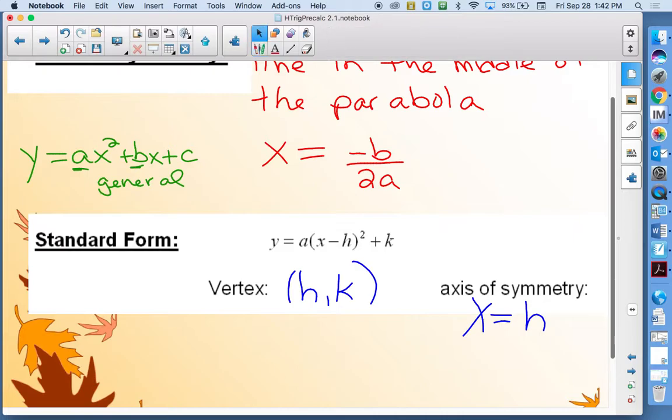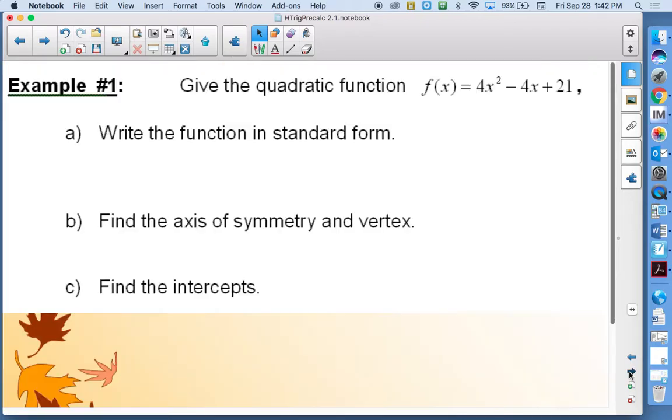So if you flip the page, we have a quadratic function, 4x squared minus 4x plus 21. And essentially, these steps are what is asked of you to do for 5 problems for your homework. We're going to go over 2 together in class. You'll have 5 to do for your homework. So it kind of just takes you step by step what we're going to look for.